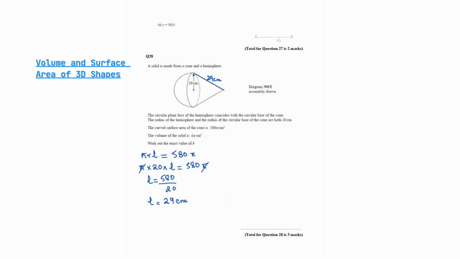This. Now they want us to find the volume of the solid, which is k pi centimeters cubed. So they want the exact value of k, which means we cannot convert it into decimals. If there's going to be a root, we need to keep the root as it is, because exact means no decimals.